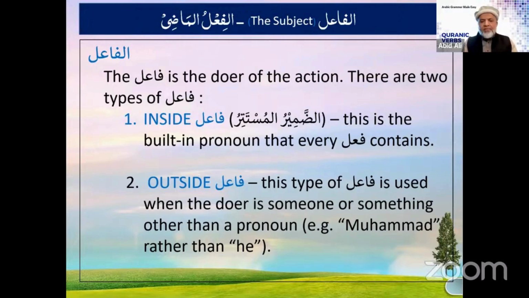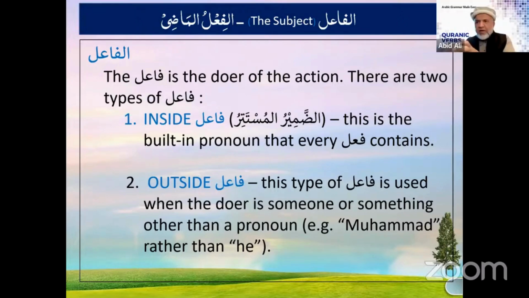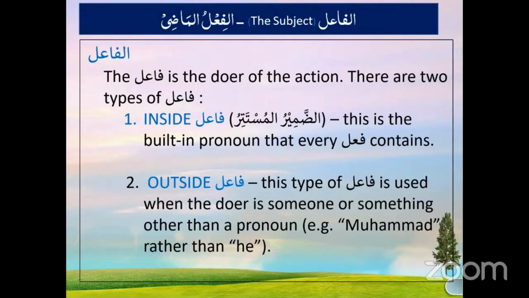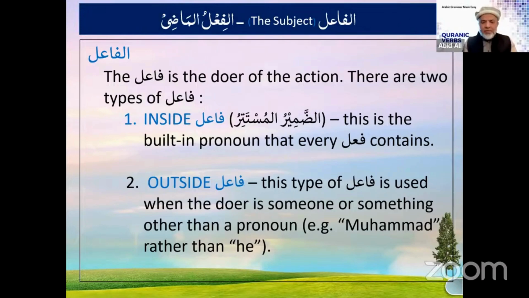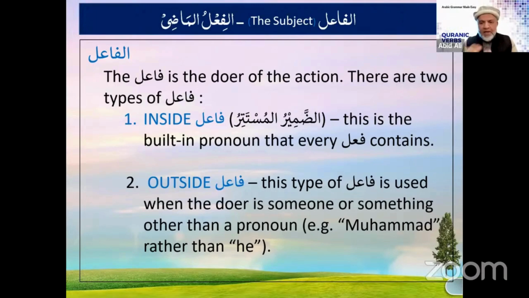Do we know that every verb has a built-in pronoun? Yes. So we can say that Huwa is an inside fa'il because it's already inside. That is mustatir. So when you see a verb, by default, it has an inside fa'il. And pronoun is known in Arabic as ad-damir. What is it known as? Damir. And mustatir means hidden inside. So either we have a suffix or we have mustatir.